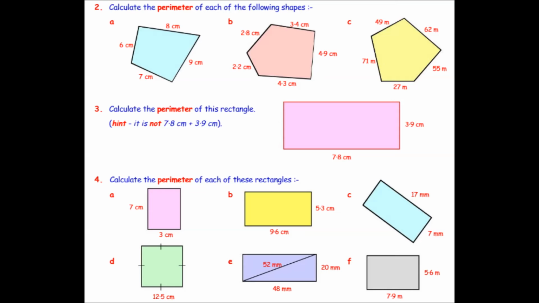Let's look at number 2. So number 2, find the perimeter. That is straightforward adding. That's all it is. Number 3, calculate the perimeter of this rectangle. And there's a hint there, and think back to what I said about a triangle with all the sides the same length. Hint, it is not 7.8 centimetres and 3.9 centimetres. There's more to it than that.